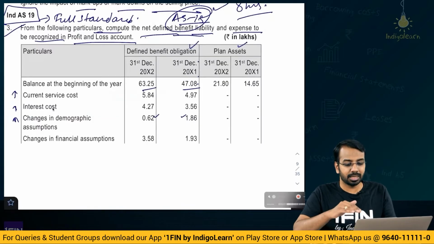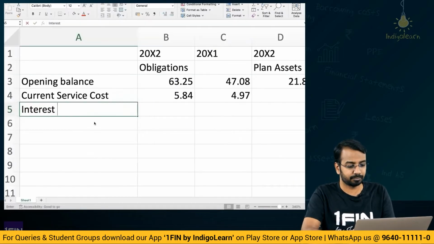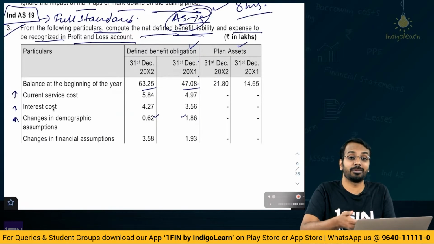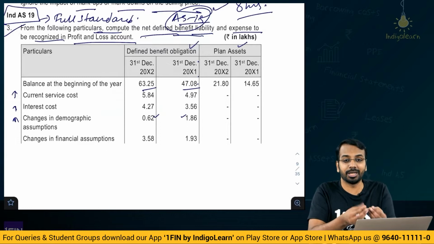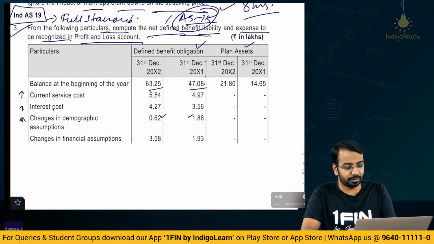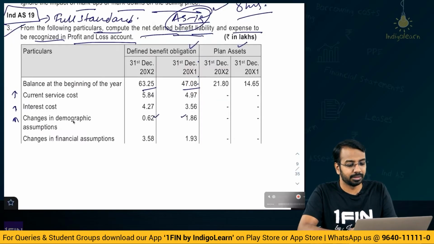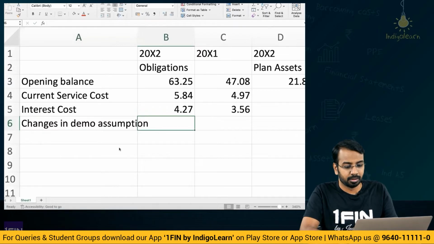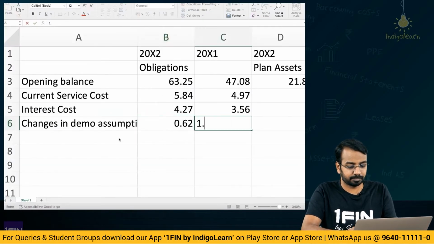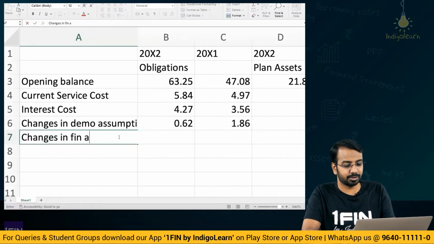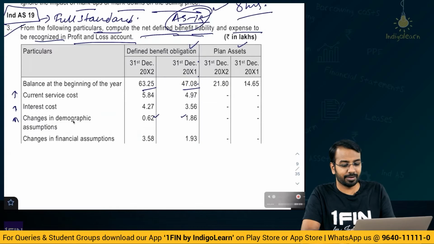Then interest cost will also increase your obligation, because you are adding it to your opening balance of liability. So how much is that? 4.27 and 3.56. Then changes in demographic assumptions, (0.62) and 1.86. Then changes in financial assumptions, 3.58 and 1.93.